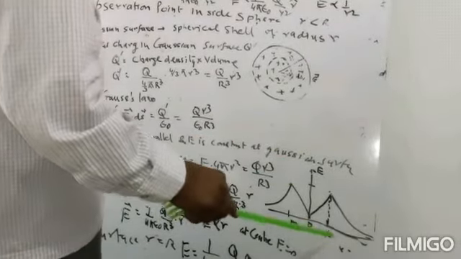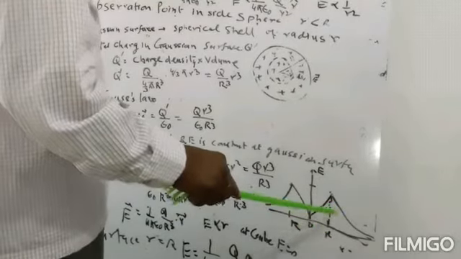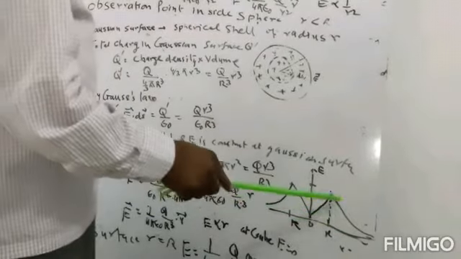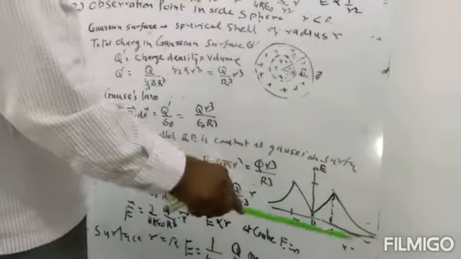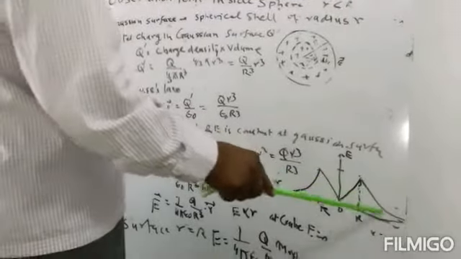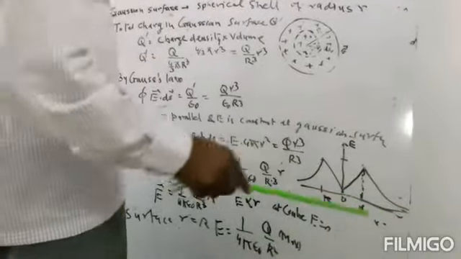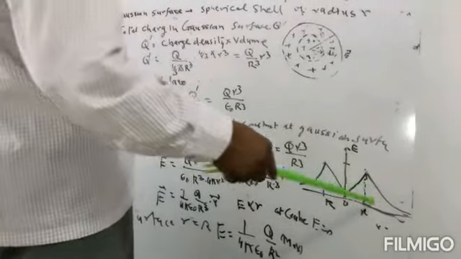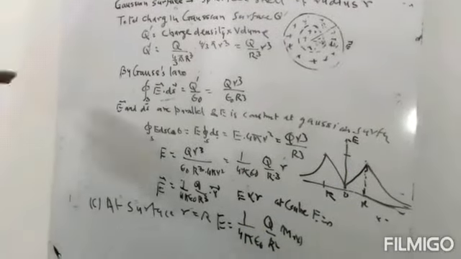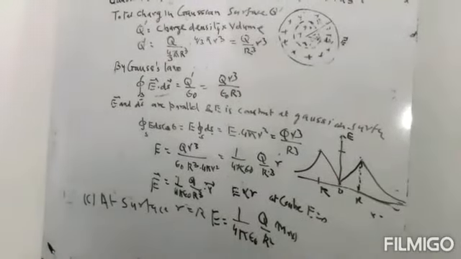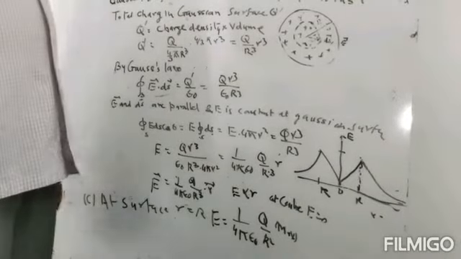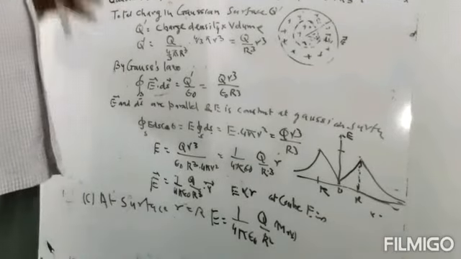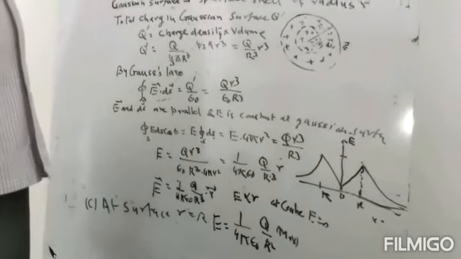Between 0 and R, E is linearly proportional to small r, so it will be a straight line. And outside, the electrical field is proportional to 1 by r square, so it will decrease continuously and it will be 0 at infinity. The similar graph is towards the right side and left side. So in this way we can find the electrical field of a conducting sphere, non-conducting sphere, conducting shell and non-conducting shell.